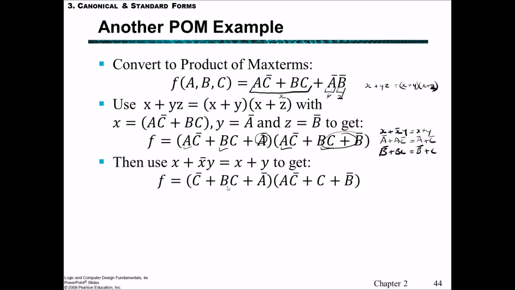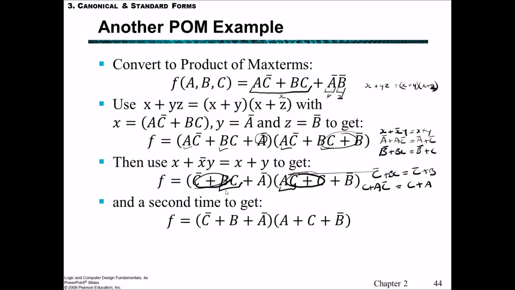But notice that we still have this one, this B and C and A and not C. So we need to do this again. You can notice this grouping here and this grouping here. So we're going to turn the not C or B and C into not C or B, and this one into C or A. When we run it the second time, we get this. So now they're all single literals, and this is the form of product of Maxterms that we want.